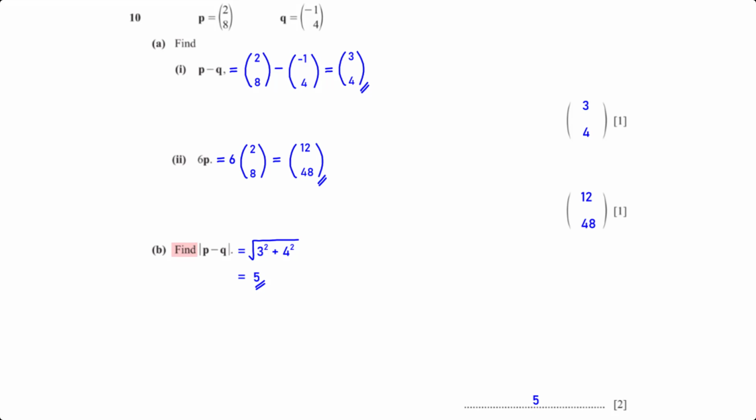Find the magnitude of P minus Q. We've already found P minus Q to be (3, 4). By applying the magnitude of a vector formula, the magnitude of this vector is square root of 3 squared plus 4 squared, which is equal to 5.